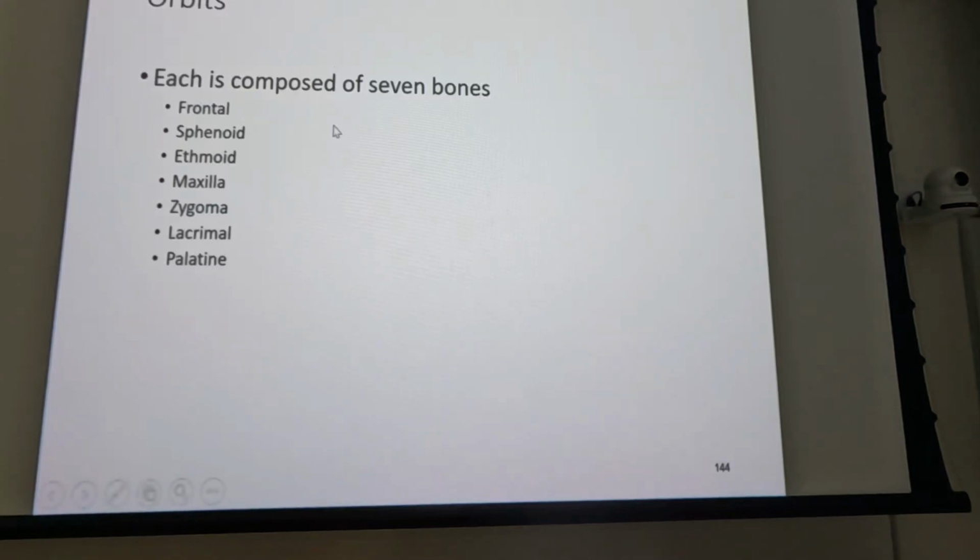Okay, so the orbit is a complicated little structure, and it's what I mean by there is no orbital bone. You've got a lot of different bones that make up the orbit. It's frontal, sphenoid, ethmoid, maxilla, zygoma, lacrimal bones, and palatine bones all go in to make up that orbit. And the orbit is kind of cone-shaped.